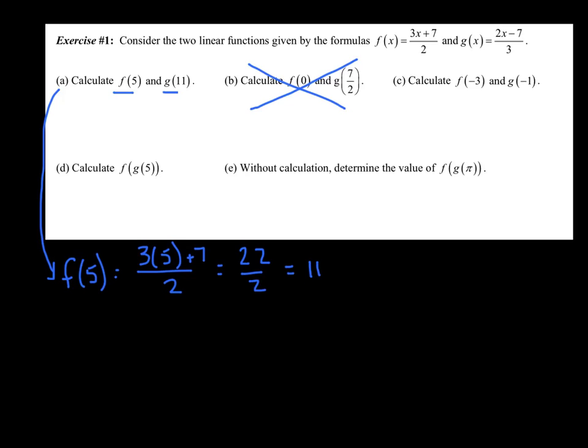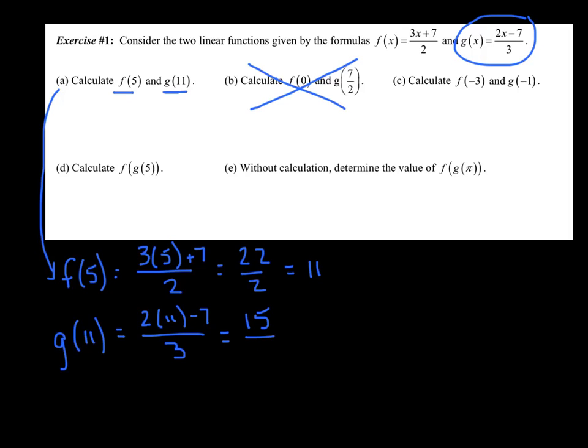Now, similarly, let's evaluate g of 11. I'm going to go to the next function and substitute my 11 in for that x. So I have 2 times 11 minus 7, being very careful to make this as neat as I can with my substitutions. 2 times 11 is 22. 22 minus 7 gives me 15. And 15 divided by 3 gives me 5. So something interesting happened here. What you'll notice is that f of 5 equaled 11, but g of 11 equaled 5.